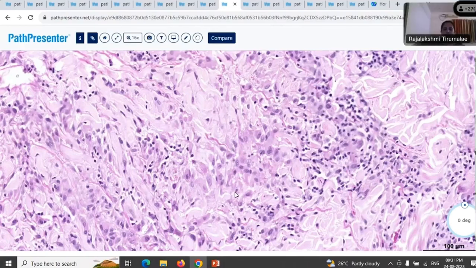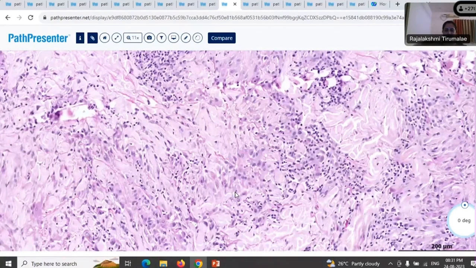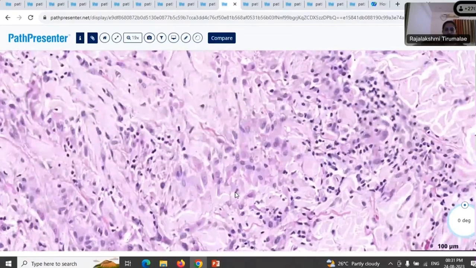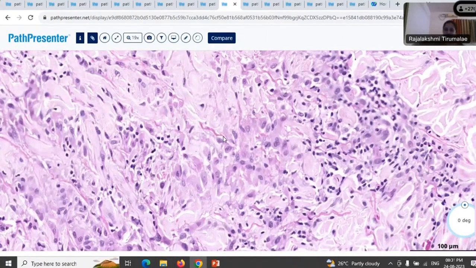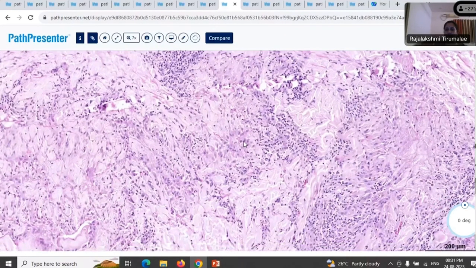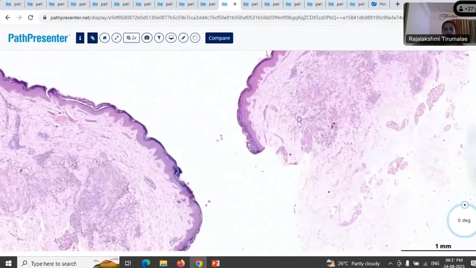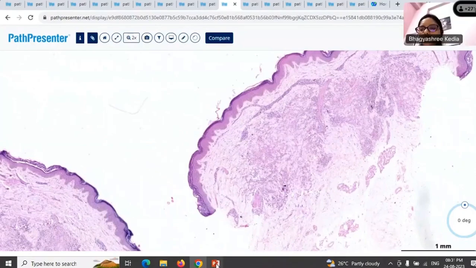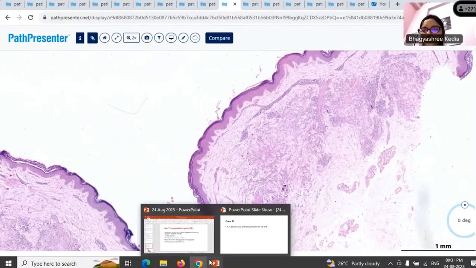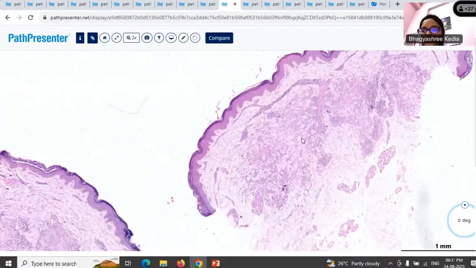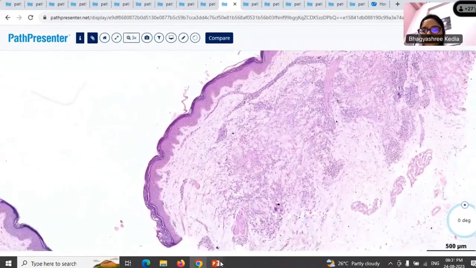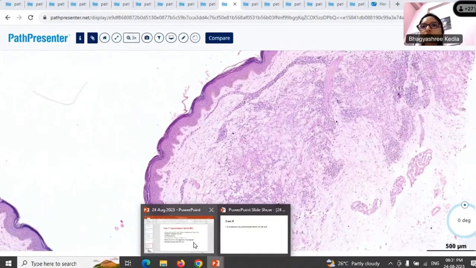That's too thin to be collagen, right? So what could it be? If not collagen, it is elastic fibers, right? So there is some elastolysis also here. So anything you would like to do? Any special stains? Have you reached a diagnosis in this case? Do you know what this is? Granuloma annulare. Yes, ma'am.